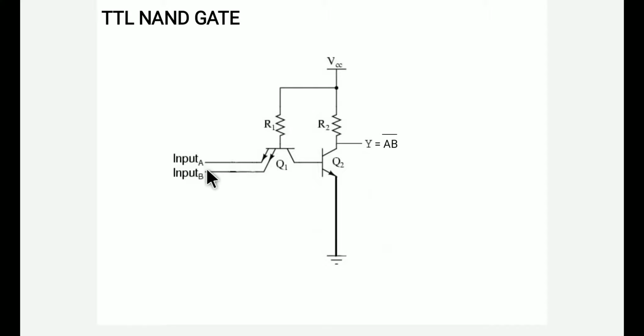If both inputs are high, both the emitter junctions are driven to reverse bias. Q1 is in cutoff region and the collector voltage increases. This voltage forward biases Q2. Q2 goes into saturation and the output is low because the emitter terminal is connected to the ground.